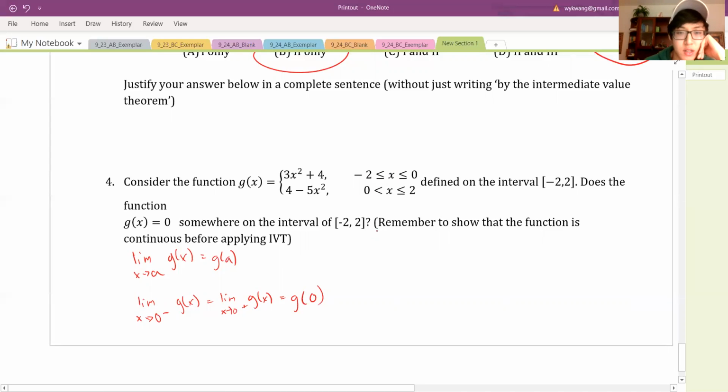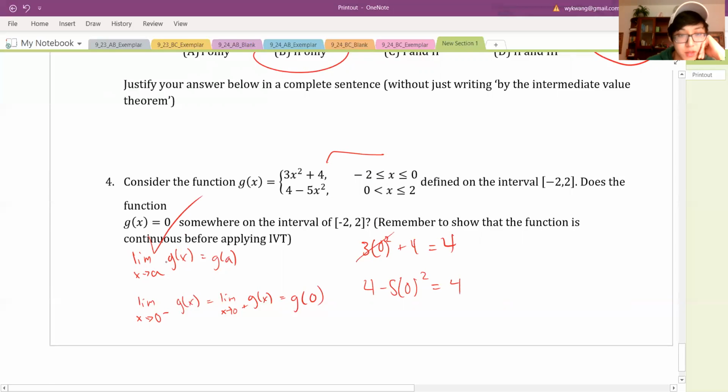Okay, so 0 from the left. Well, from the left, we're going to use this domain, so using this function, it's going to be 3 times 0 squared plus 4, so that's just going to be 4, right? The 0 cancels out this term. Now from the right, we're going to do 0 from the right. So we're using this function now, right? It's going to be 4 minus 5 times 0 squared. Okay, cool. That also equals 4. So this first criteria is met.